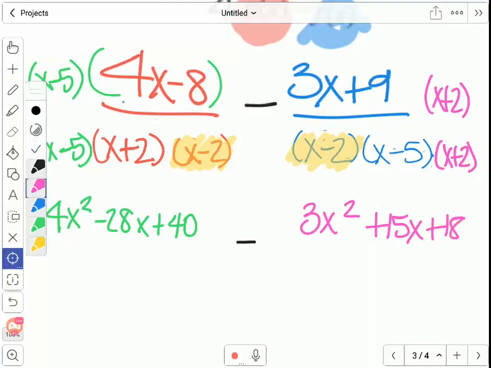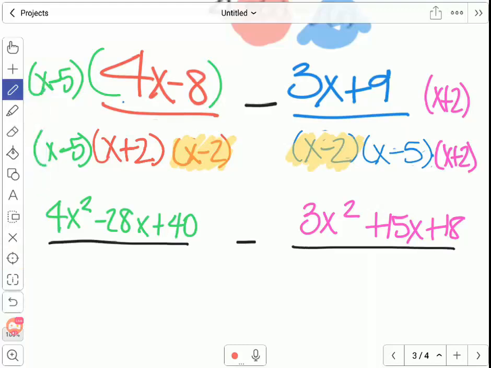Again, I just went ahead and 3x times x, 3x squared, 3x times 2 is 6x, 9 times x is 9x, and I can combine that 6x and that 9x together to give me 15x. And then 9 times 2 is 18. I'm going to go ahead and for now I'm just going to keep this as two separate fractions. I'm going to combine it in a second because I need you to see what math I am doing.